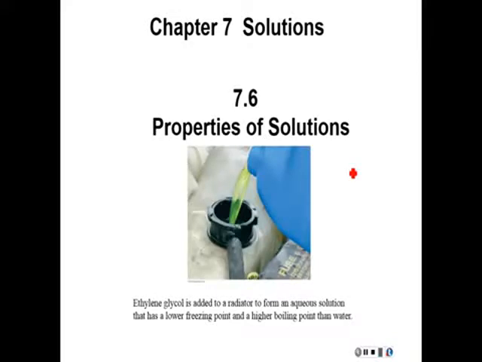All right. Now the last topic is going to be properties of solutions. And these are very real, concrete properties that we see all the time, especially in the winter. So here they're putting antifreeze into a car radiator. It'll lower the freezing point, keeping the water in the radiator from freezing. And in the summer, it increases the boiling point, stopping the water from boiling over.